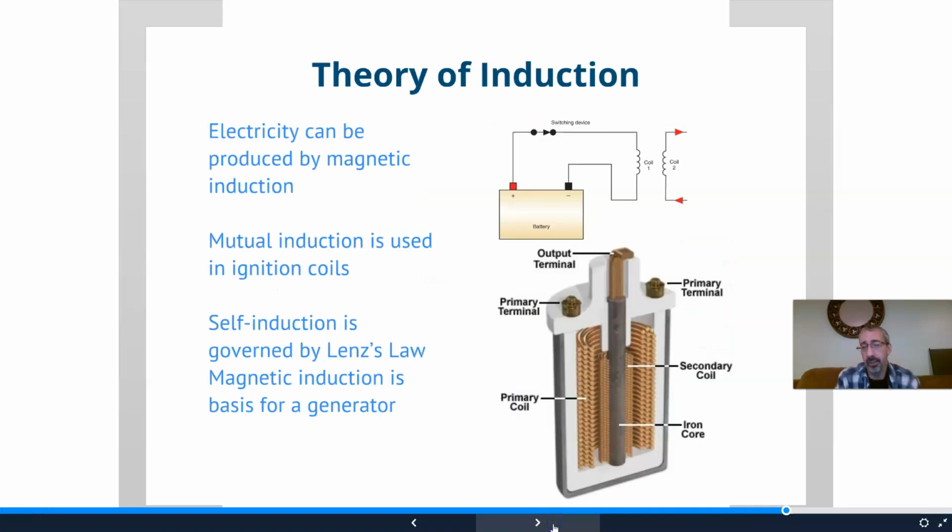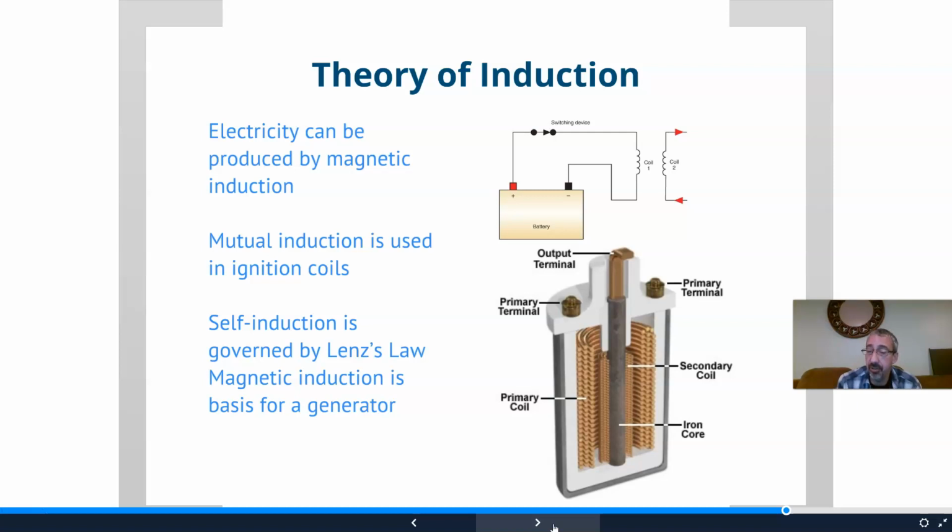And finally, our last thing. This is the theory of induction. Electricity can be produced by magnetic induction. If we have an ignition coil, every ignition coil has a primary and a secondary coil. Okay, two sets of windings. We take the primary windings and we run current through them. They develop a magnetic field.